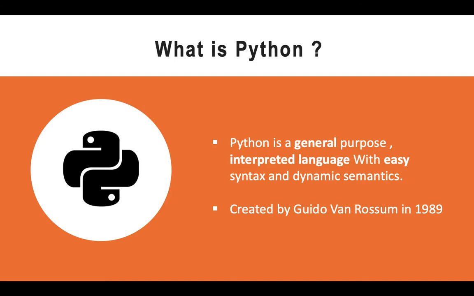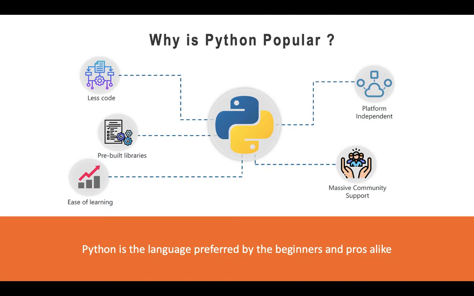You might be better aware of these things because most of you have used it. Okay, getting ahead, now some features. What you can see here is less code, platform independent, massive community support, ease of learning and rich libraries. It is the language preferred by beginners and pros. Pros is nothing but professionals, sorry, Python developers on the projects where it is being used. Next, you can see it is an open source language, which makes it free for everyone to use.